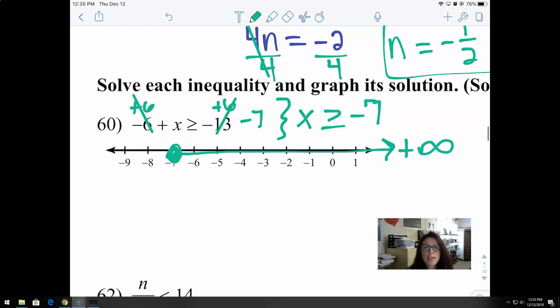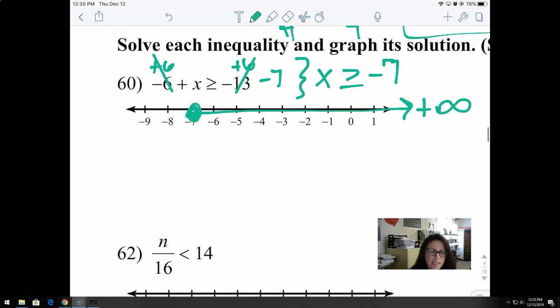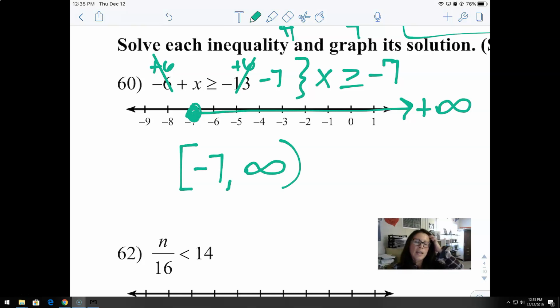So when I go to write in interval notation, I write from least to greatest, from left to right. So at negative 7, it's included, so I show that by using a bracket. Parentheses represent values that are excluded. And then it goes to positive infinity, and we use parentheses always with infinity symbols.